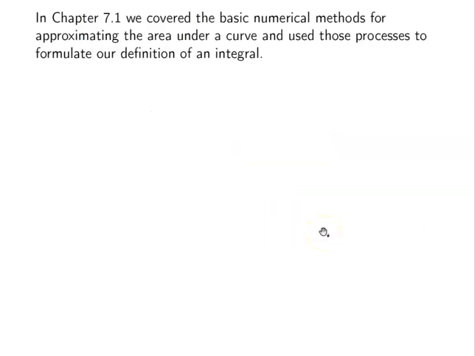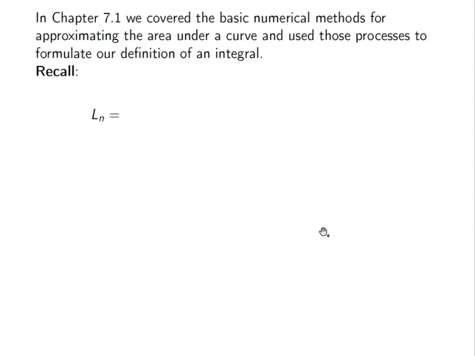So again, in chapter 7.1, we covered the basic numerical methods for approximating the area under a curve. We used those to figure out what the formula for an integral is, right? We took the limit as the number of rectangles under our curve went to infinity, meaning they got smaller and smaller, infinitesimally small. You can think of that as coloring in the graph between the curve and the axis. That's how we formed the definition of an integral, by looking at those Riemann sums and taking the limit as n goes to infinity.